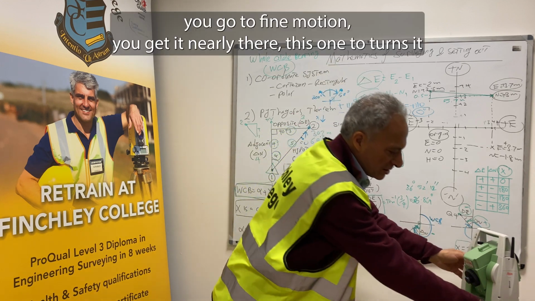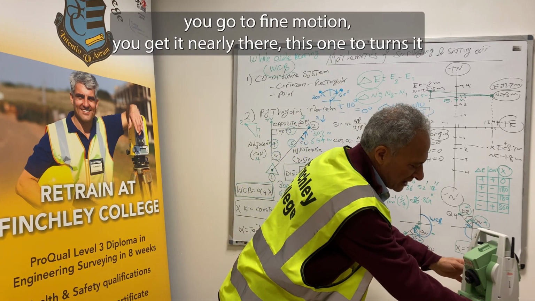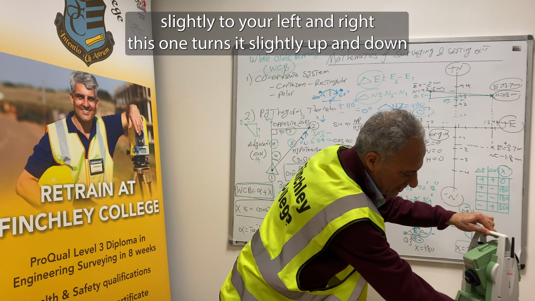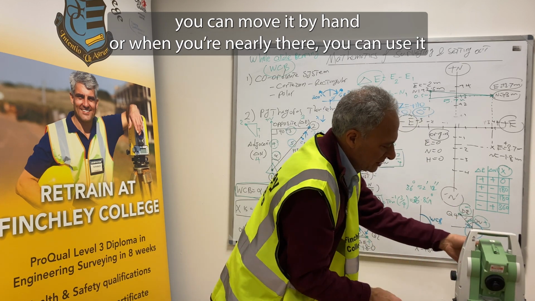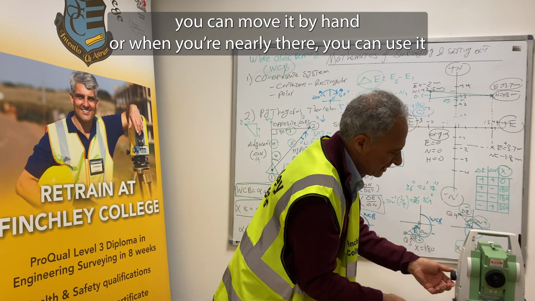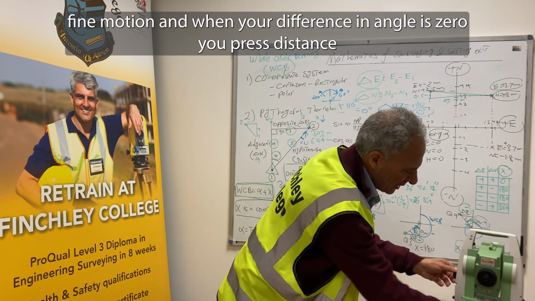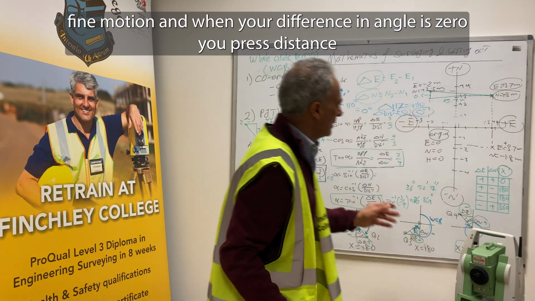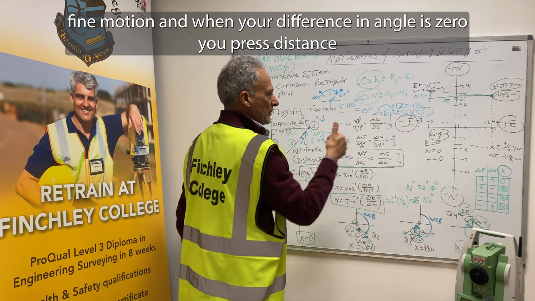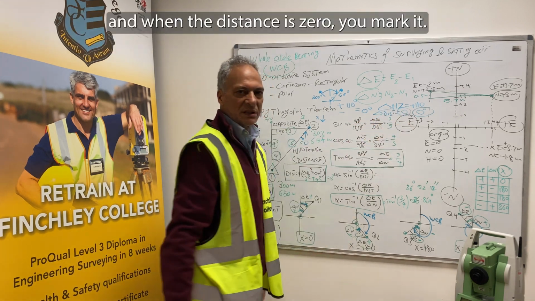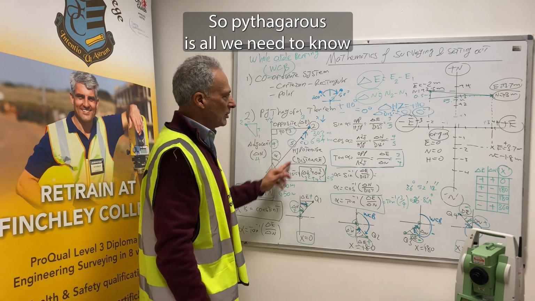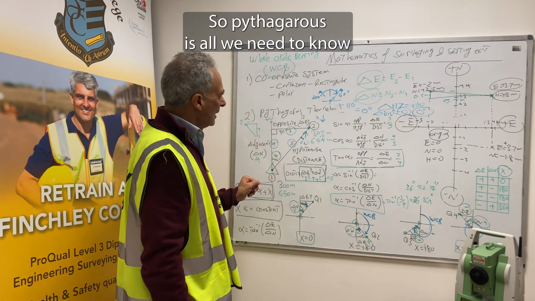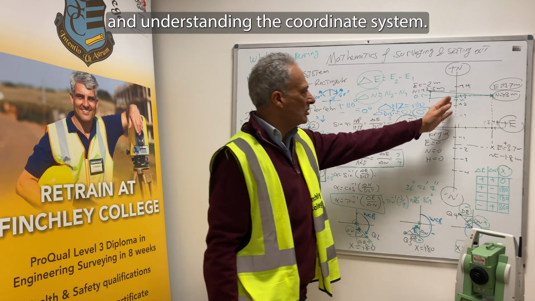Once you're there, you go to fine motion, to get it nearly there. This one turns it slightly to your right, this one turns it slightly up and down. You can move it by hand, but when you're nearly there, you can use the fine motion. And when the angle is 0, you press distance, and when the distance is 0, you mark it. So Pythagoras is all we need to know, and understanding the coordinate system.